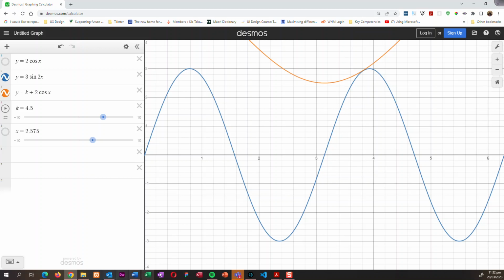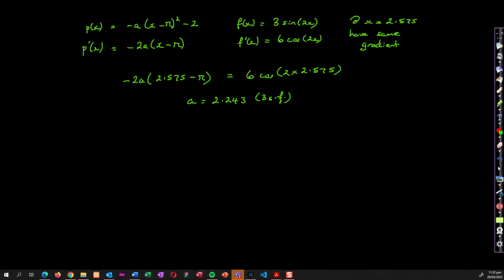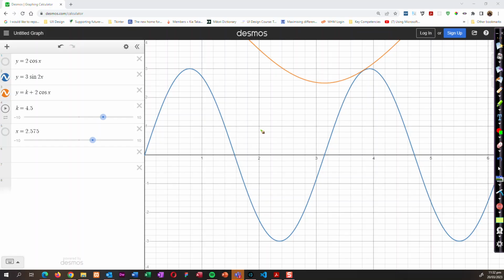Right, so let's head back over to this here. I'm going to get a new page. So this is question 3, part C. I'm just going to head back to here for a moment.